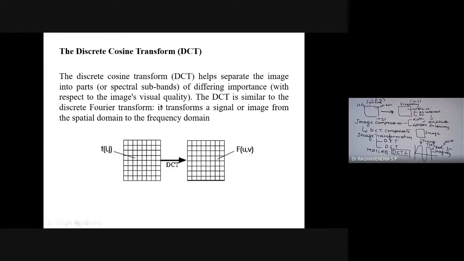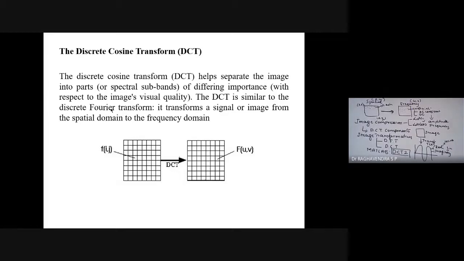So now this is a typical diagram which gives some information about the DCT, that is the discrete cosine transformation. It helps to separate the image into parts, that is bands. So bands and different frequencies or different wavelength components or coefficients, we call them, for example, AC components and DC components. So AC means alternate current components, DC means discrete cosine transformation coefficients. Coefficients or components we can call them, of different importance.